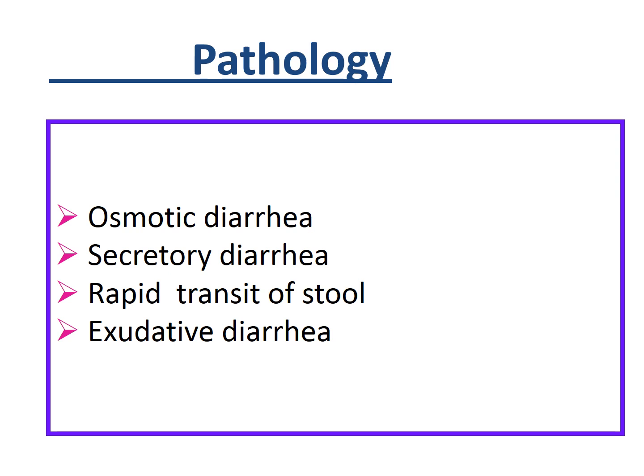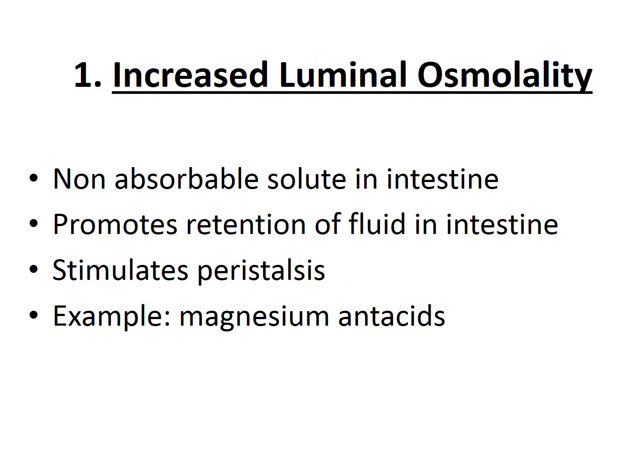Now, let's review the pathophysiology of osmotic diarrhea, secretory diarrhea, rapid transit of stool, and exudative diarrhea. Increased luminal osmolality is the cause of osmotic diarrhea, which is when non-absorbable osmotically active solutes are present in the intestine and they promote retention of fluid, thus stimulating peristalsis. Examples include magnesium antacids.